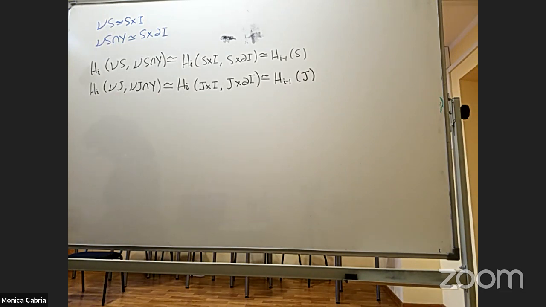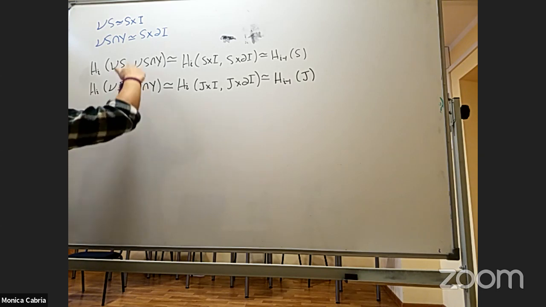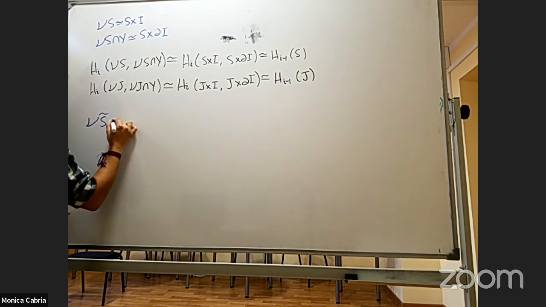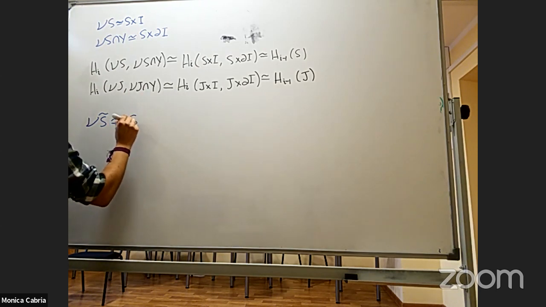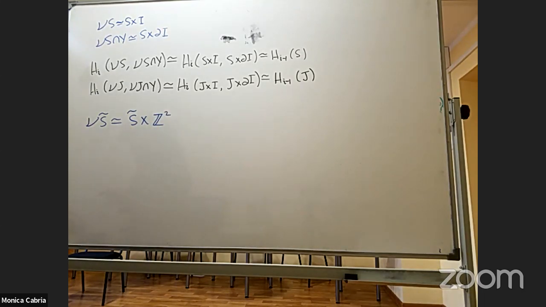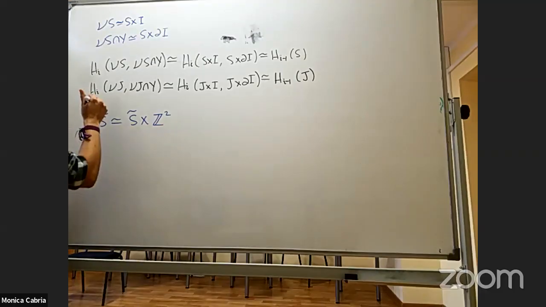So now let us think about what happens with the tilde. Now here we have S tilde times Z2, right? So first S tilde means the preimage of S in the universal abelian cover. And it is of this form because S can be shifted into Y. And for Y we had this decomposition.